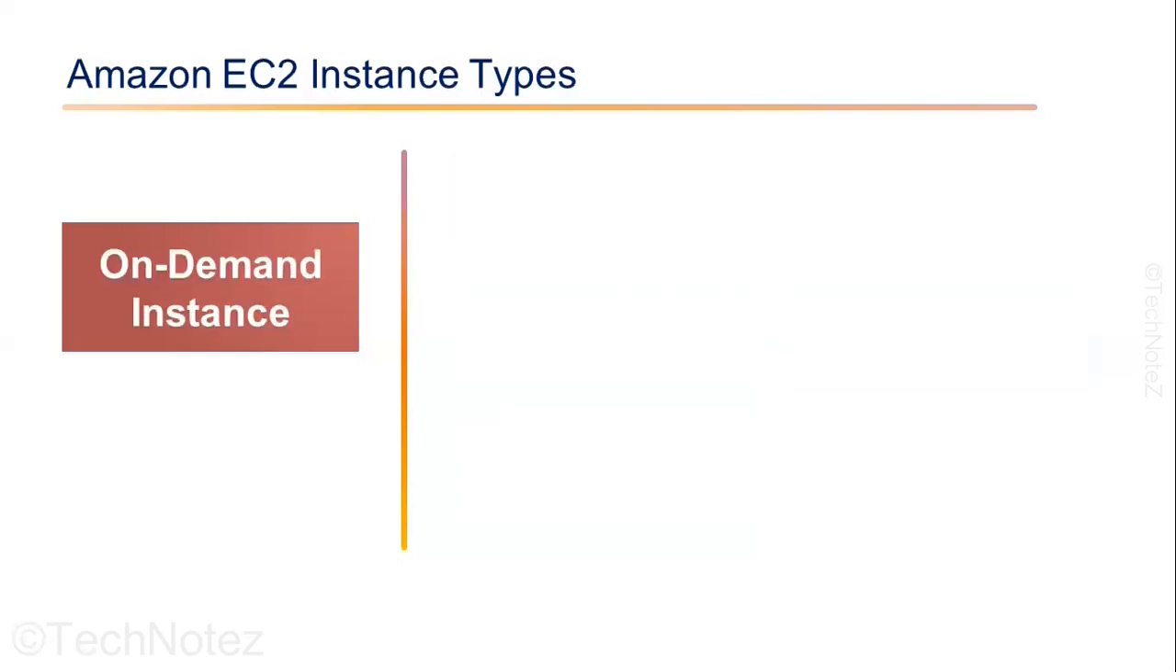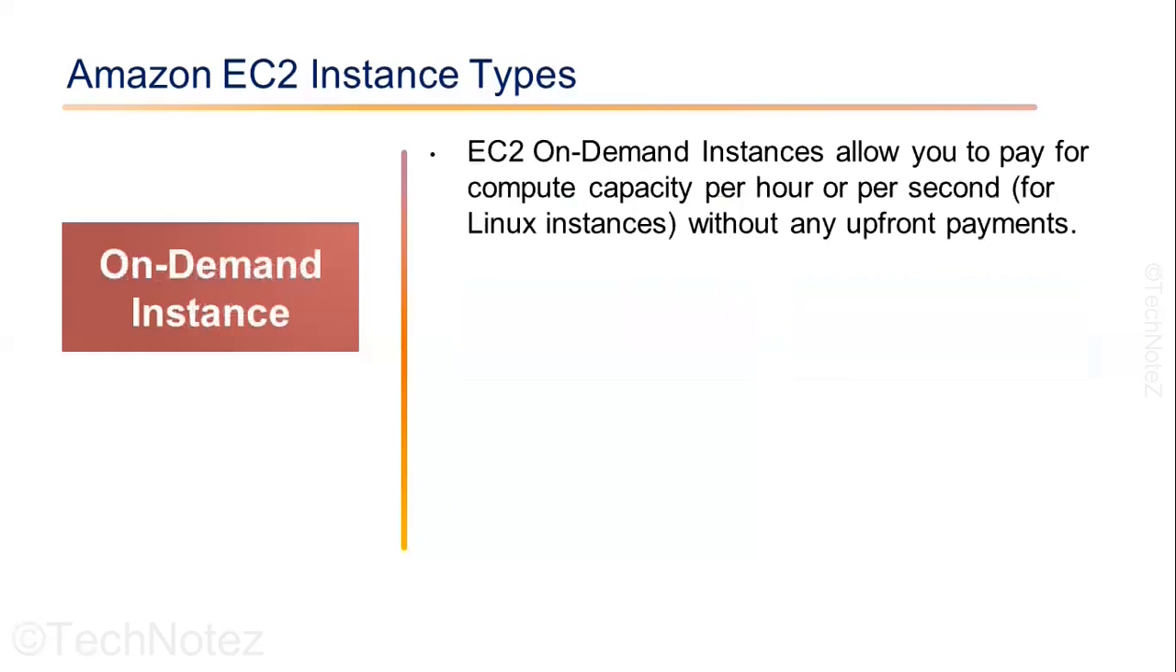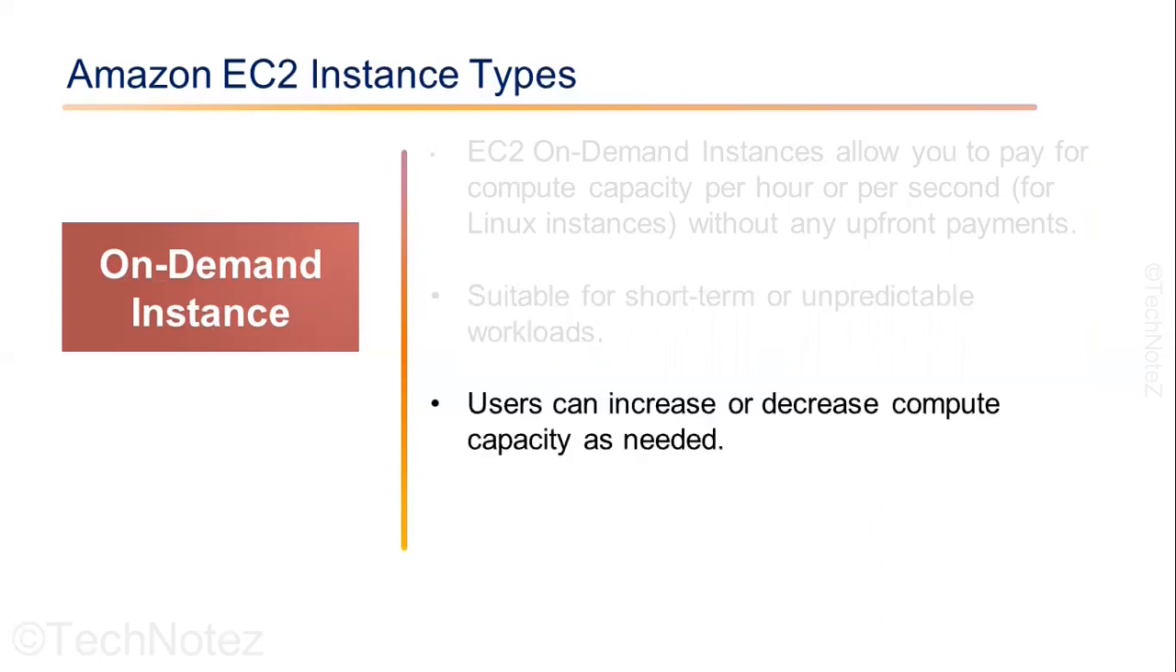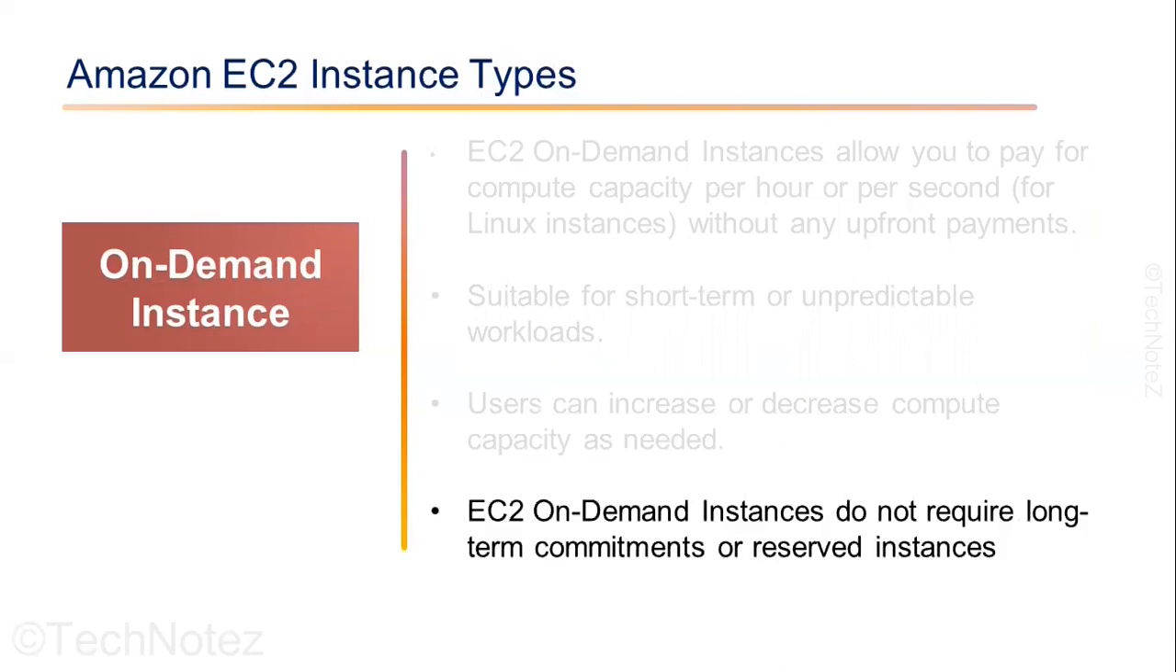Next, let's talk about the on-demand instance. EC2 on-demand instances are virtual machines that allow you to pay for compute capacity on a per hour or per second basis without any upfront investment. This model is suitable for short-term or unpredictable workloads and offers low cost and flexible EC2 instances without long-term commitment. Users can increase or decrease the compute capacity as needed. You only pay for the instances you actually use, making it a cost-effective option for testing and development. EC2 on demand instances do not require a long term commitment like reserved instances. They can be easily launched and terminated as needed, making it a flexible option for a variety of use cases.